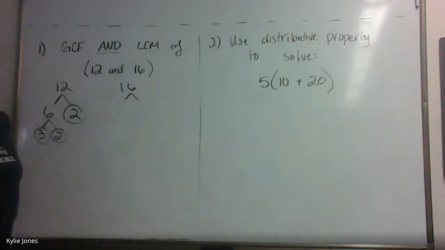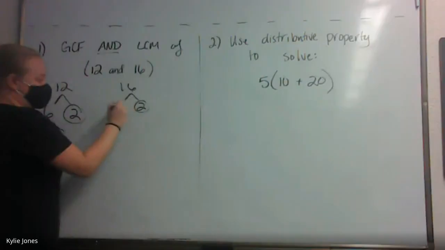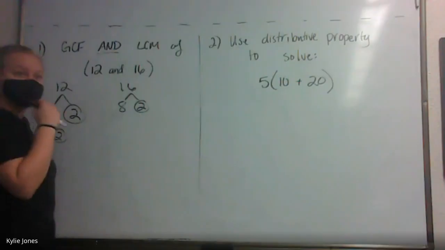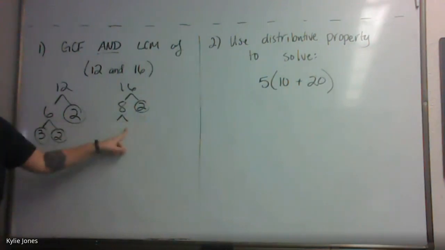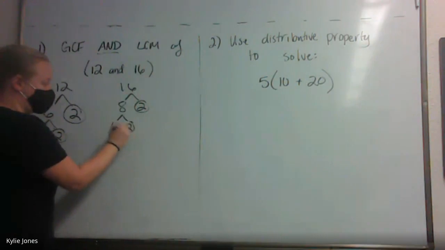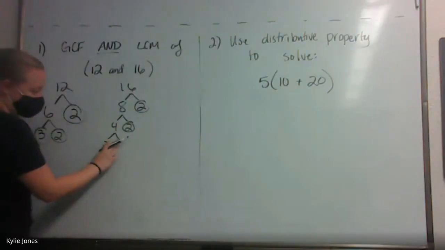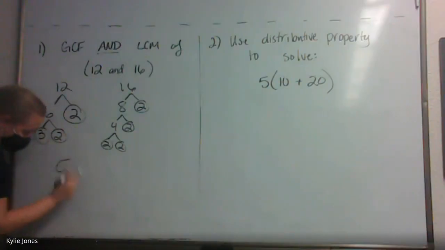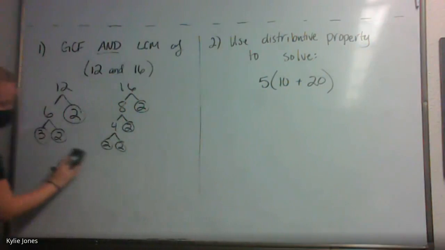What about 16? What numbers multiply to 16? 8 and 2. Good. 4 and 4 if you want to do 4 and 4. That's true. And then we know we can circle 2, but what numbers multiply to 8? 4 and 2. Good. And the 4? 2 and 2. Oops. Good. And then we have our GCF. Wow, I'm not right today.